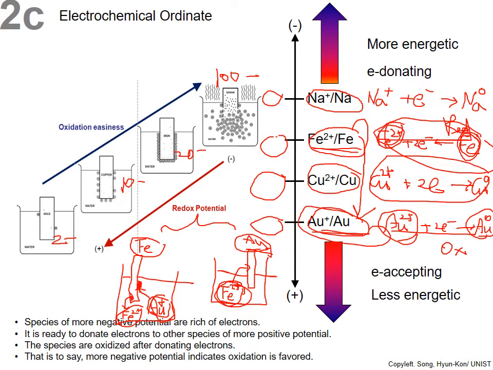Species of more negative potential are rich in electrons around there. It is ready to donate electrons to other species of more positive potential. So, for example, Fe species is donating their own electron into gold species. The species are oxidized after donating electrons. Of course, Fe is going to Fe2 plus. That is to say, more negative potential indicates oxidation is favored. Okay, that's it for the electrochemical ordinate.